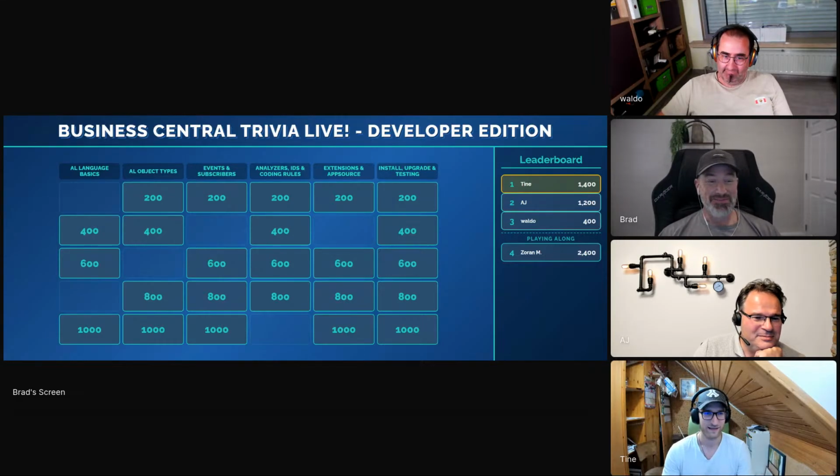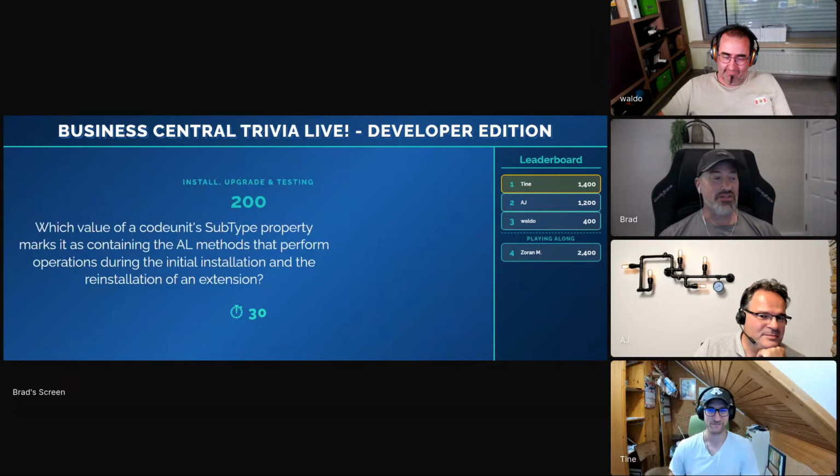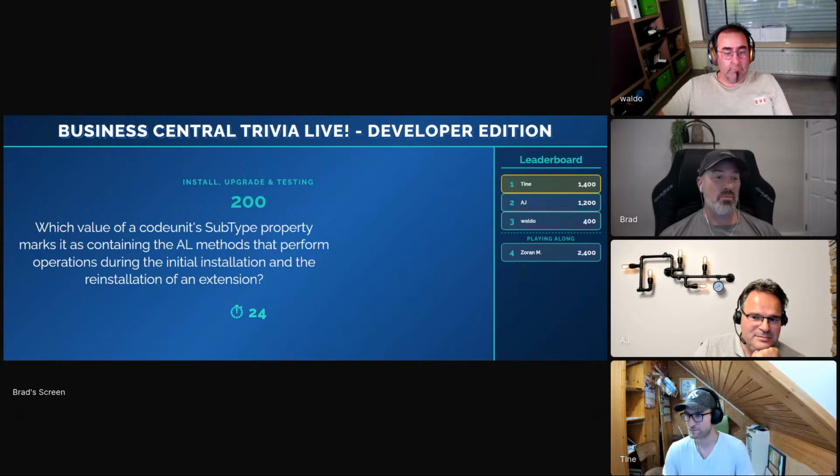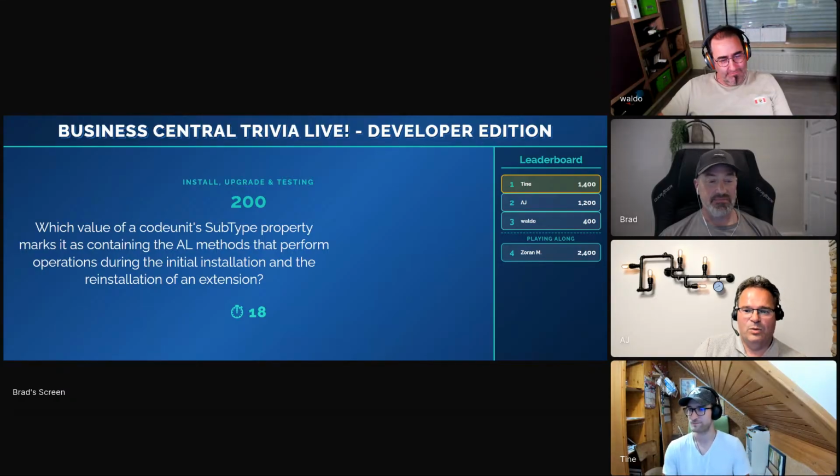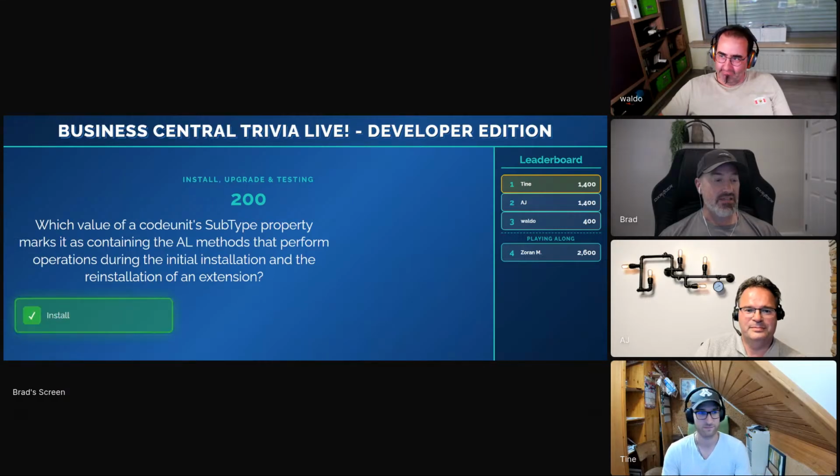Tine. Yeah, let's try install, upgrade, and testing for 200. Install, upgrade, and testing for 200. Which value of a codeunit subtype property marks it as containing the AL methods that perform operations during the initial installation and the reinstallation of the extension? AJ. What is install? That answer is correct. What is install?